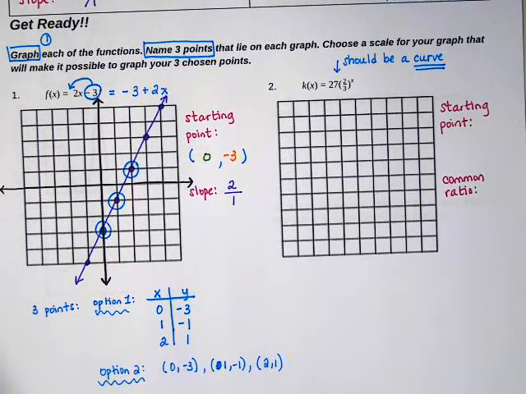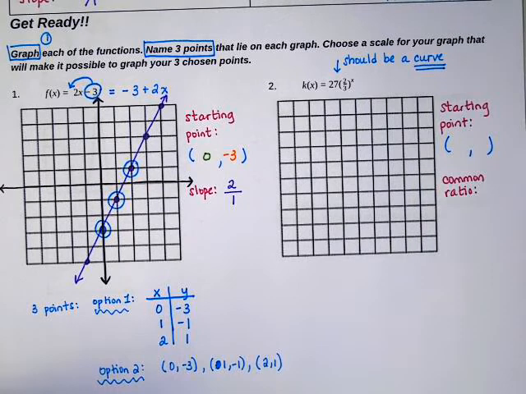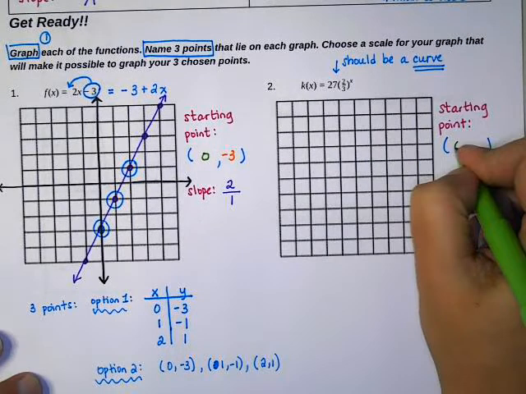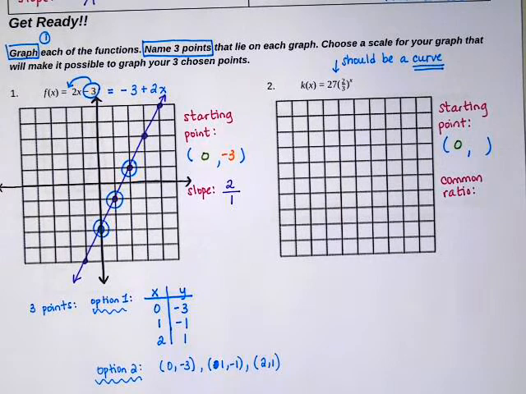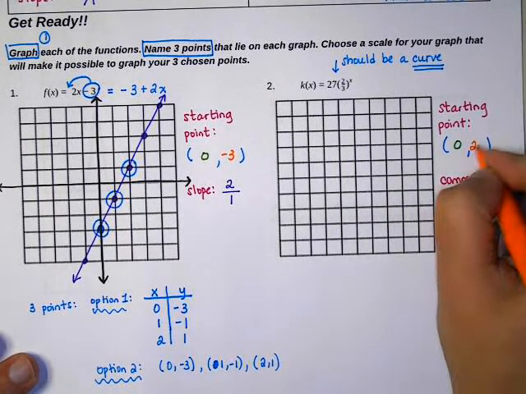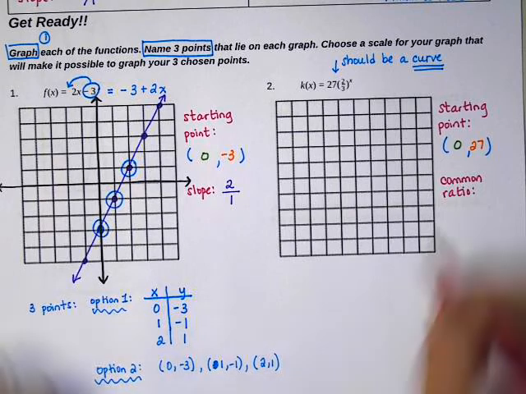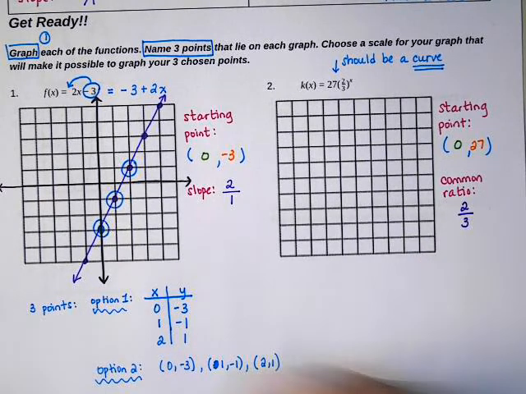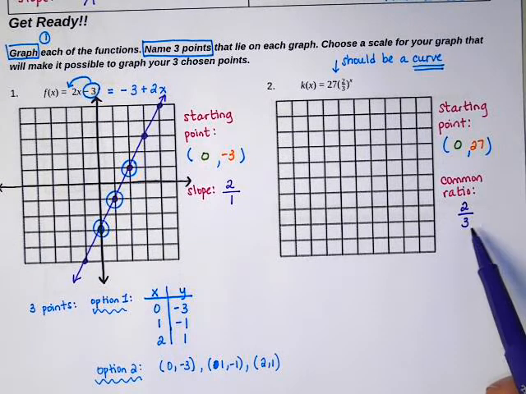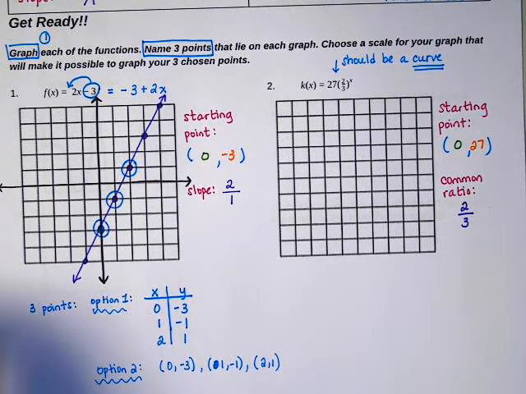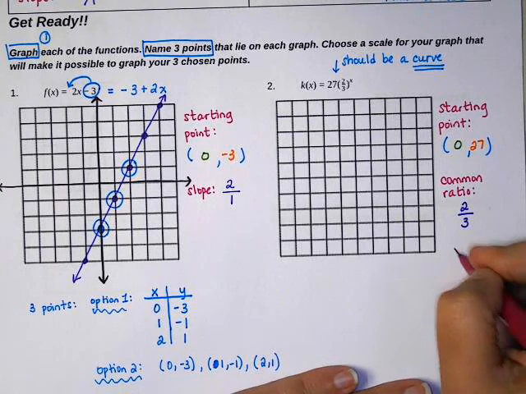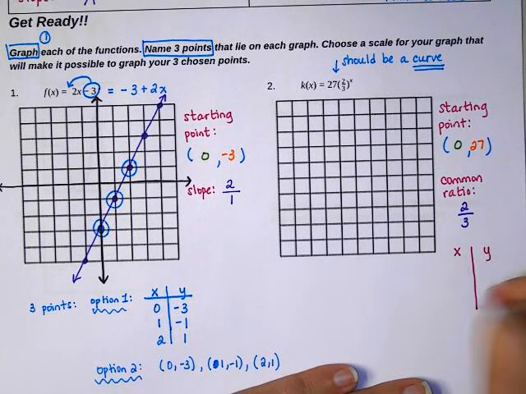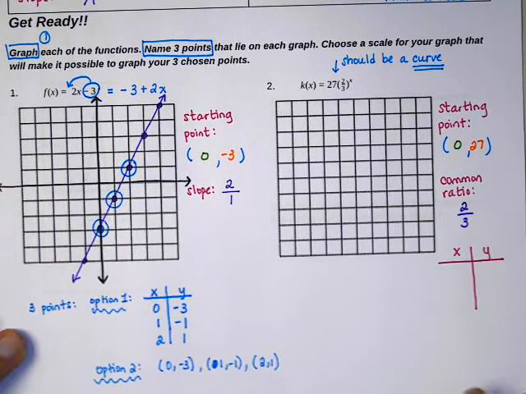My starting point works very similarly to my linear equation. So if I look at the equation here, the x value is 0 because the x did not need to get adjusted, and the y value would be 27. My common ratio would be 2/3. Now, unlike my graph of my linear function, this common ratio does not tell me the rise over the run. Using this information, I'm going to make a table of values that will help me graph this equation.